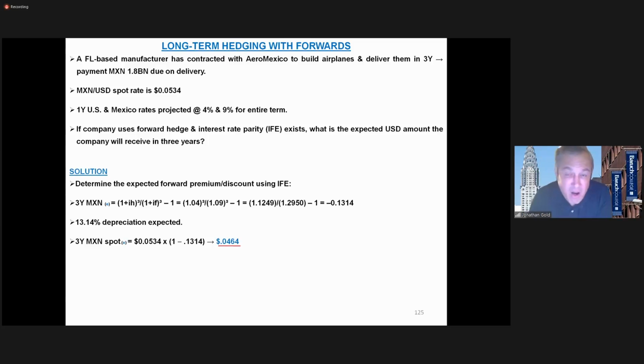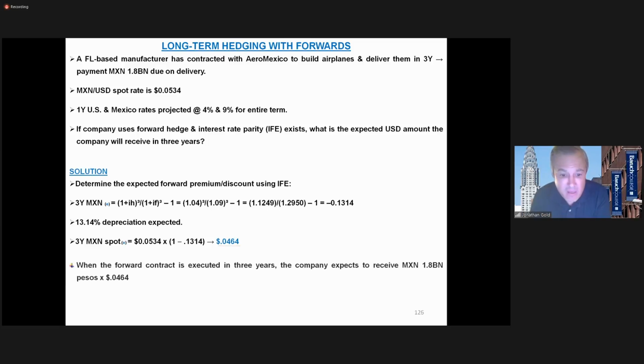Well, if the spot rate's 0.0464 in 3 years, what does that mean the proceeds of the company are going to be? Well, they're going to get 1.8 billion pesos times the 0.0464. They're going to clear $83.52 million based upon the analysis using the international Fisher effect. Everyone see that? Like I said, a very simple but powerful forecasting tool when it comes to anticipating rate changes, which of course are a critical component of all the work that we do.